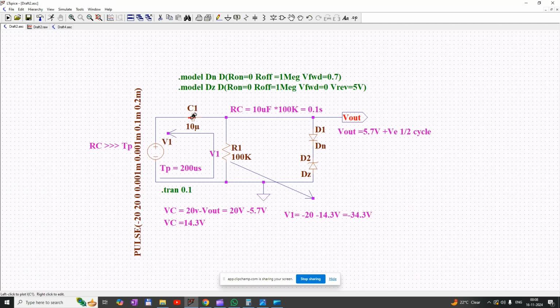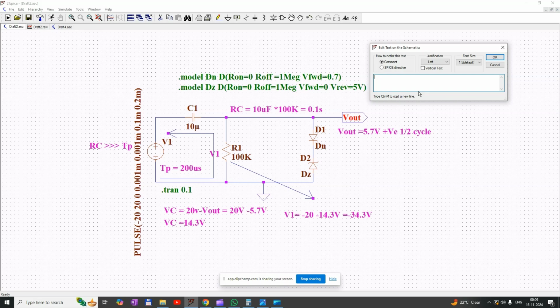At the same time, the same voltage, minus 34.3 volt, appears across D1 and D2. So during the negative half cycle, D1 and D2 will not conduct. Due to this, in the negative half cycle, the output voltage will be 34.3 volt. So we can conclude that V out in the negative half cycle will be minus 34.3 volt.